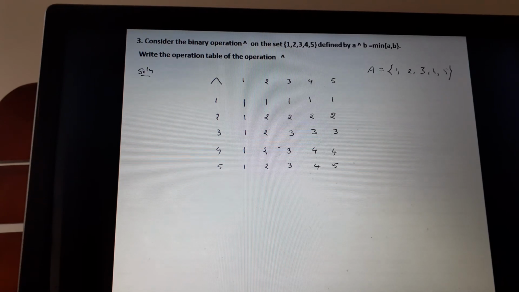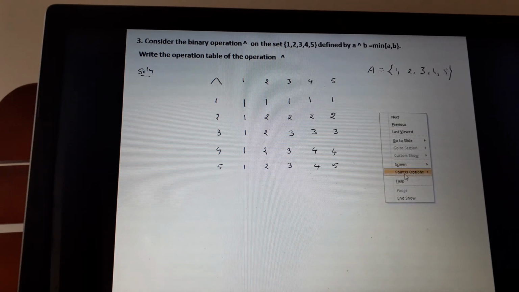Sometimes the question can also be, is it a binary operation? First of all, prepare the table. Is it binary? Yes, it is binary. Then they can also ask you to check whether it is commutative, or check whether it is associative. So such things can also be checked, and that is possible with this operation table. So let us go to the next question.